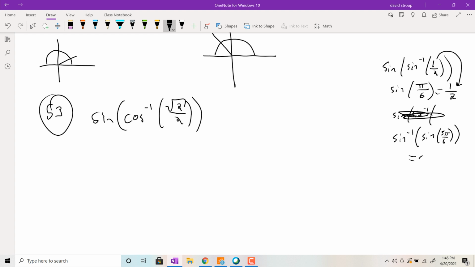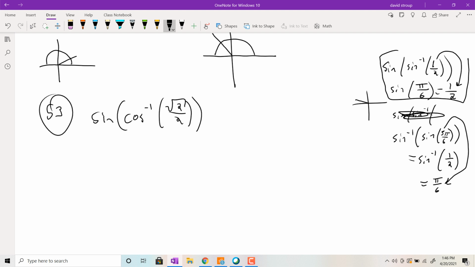So what you need to do is first figure out sine of 5 pi over 6. So the reference angle is pi over 6. Sine of 5 pi over 6 would be 1/2. Sine is positive there, so it's sine inverse of 1/2. And of course, sine inverse of 1/2 is pi over 6. Okay, so it's a little bit dangerous, and so what I recommend is always doing this two-step process, even though sometimes you just get an obvious answer.